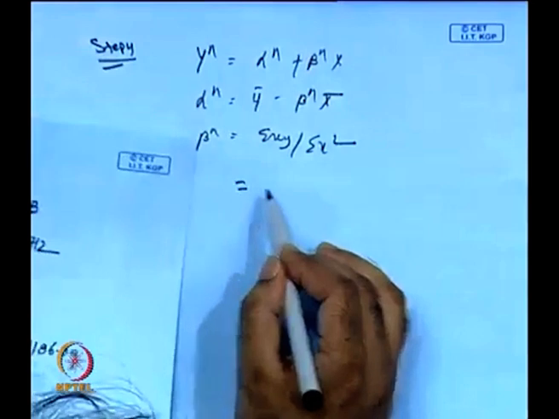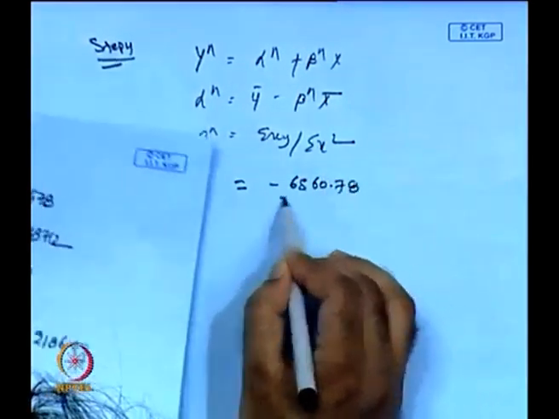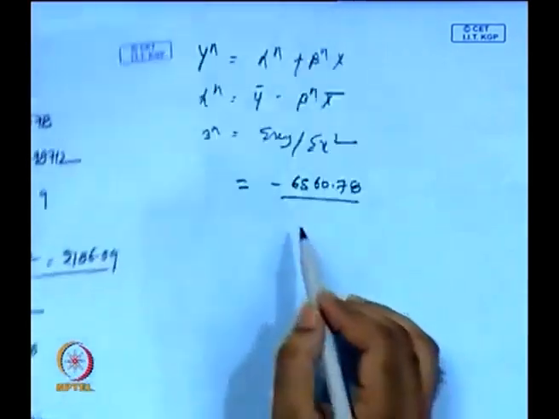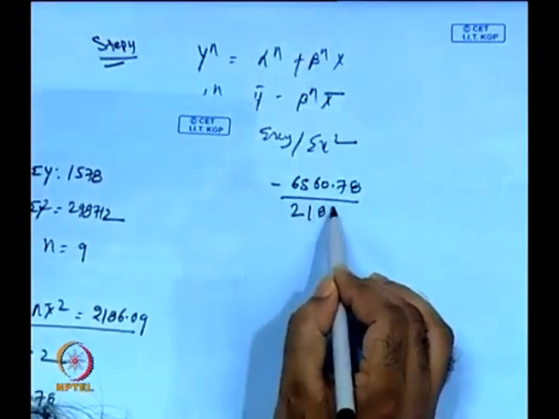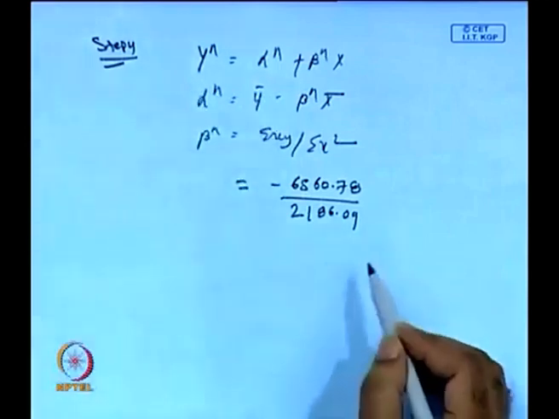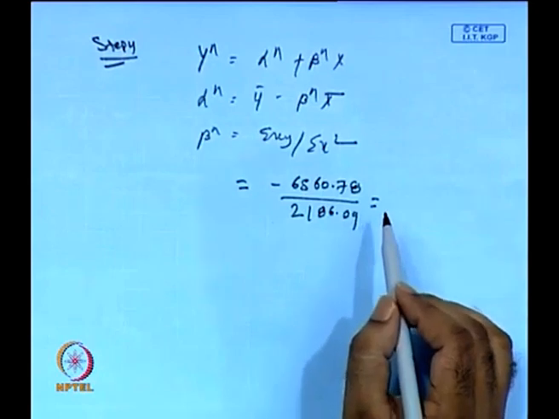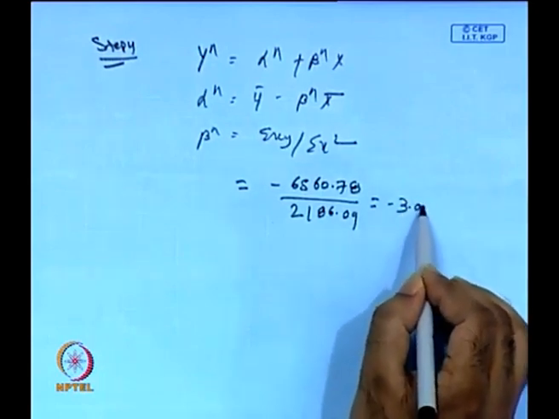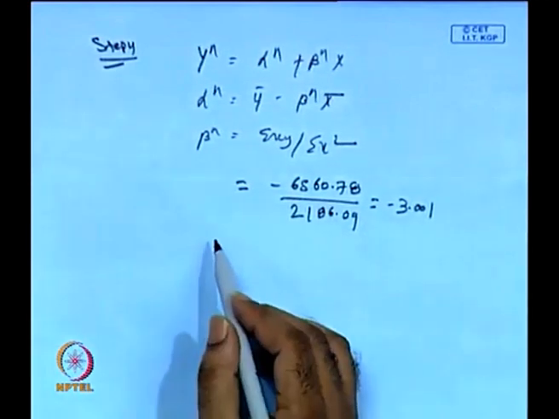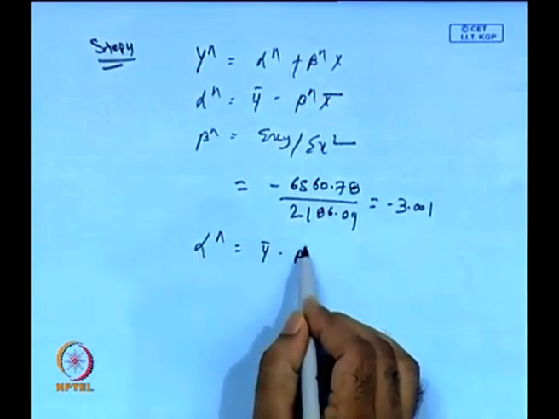So, this is nothing but minus 6560.78 divided by summation x square. Summation x square is here, 2186.09. Now if we simplify, we will get beta hat equal to minus 3.001. That we have also calculated today morning. So, now alpha hat is equal to y bar minus beta hat x bar.